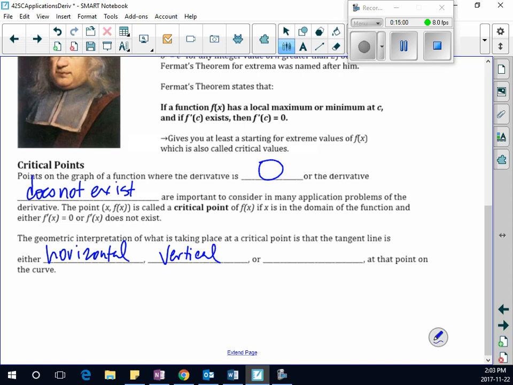What would be the third one? Doesn't exist. Yeah, does not exist. And what would that be the case of? A cusp, a corner, vertical asymptote. Yeah, vertical asymptote. Okay, you guys got that right.